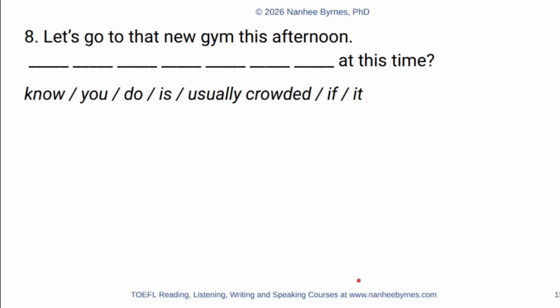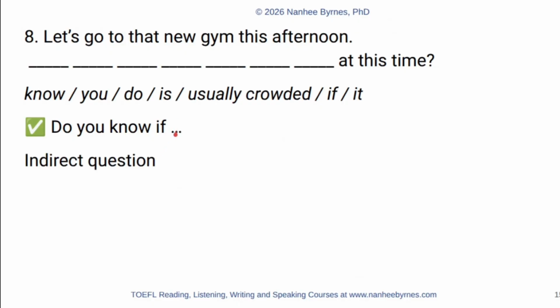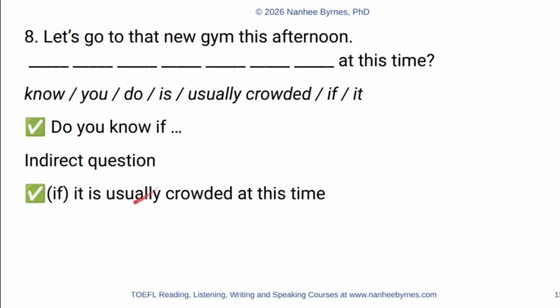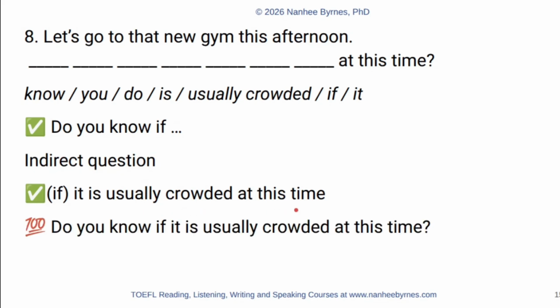We have the usual suspect, a question with an indirect question structure. Do you know if? The indirect question is also straightforward. It is usually crowded at this time. Putting everything together, the complete sentence is, do you know if it is usually crowded at this time?